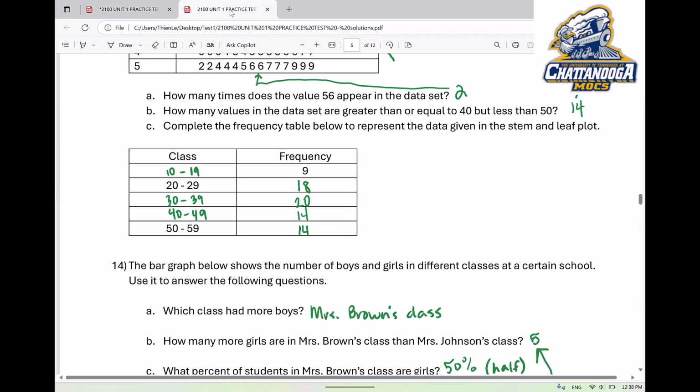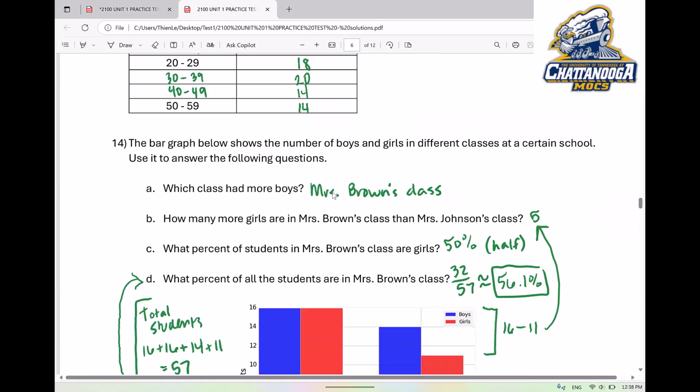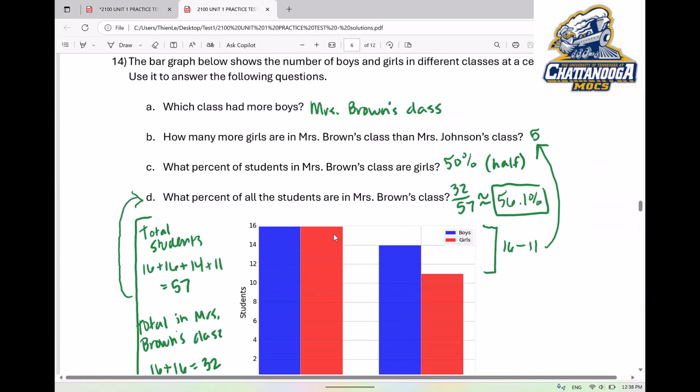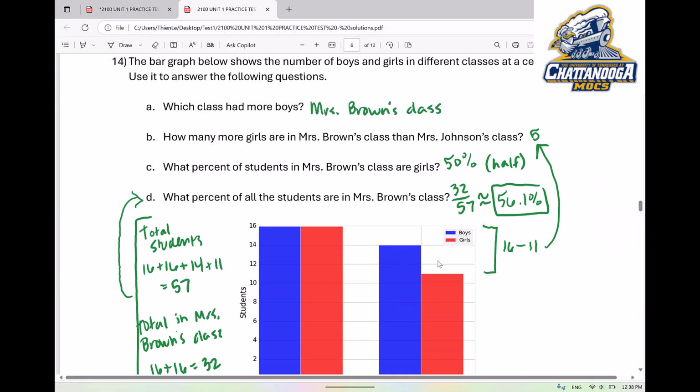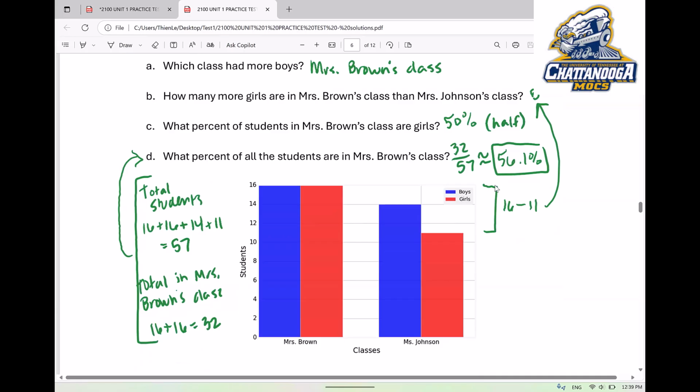So let's look at the answer here. Which class had more students? Mr. Brown, right? How many more girls are in Mr. Brown's class than Mr. Johnson's class? You can see 16 subtract 11, right? What percent of students in Mr. Brown's class are girls? 50%. And again, the percent of students from Mr. Brown's class is 32 over 57, right?